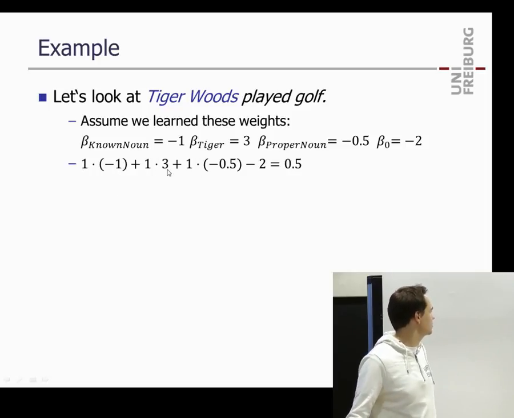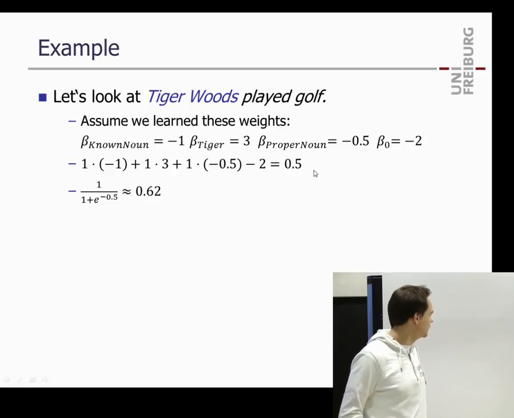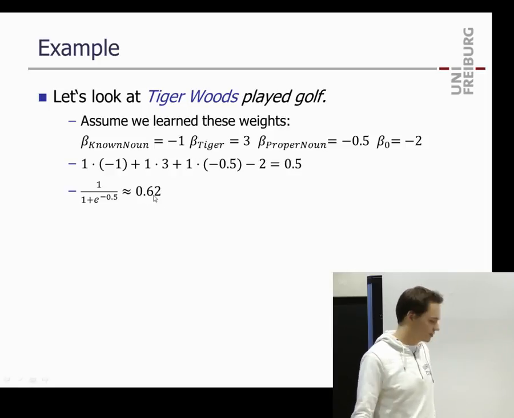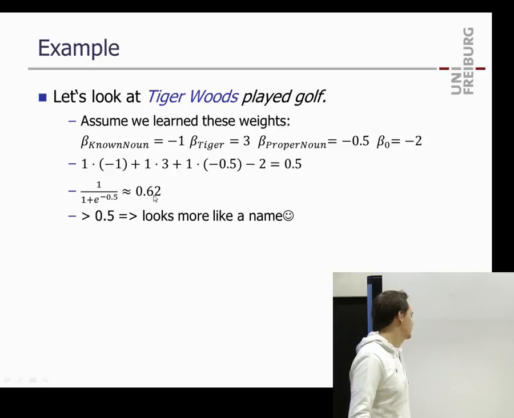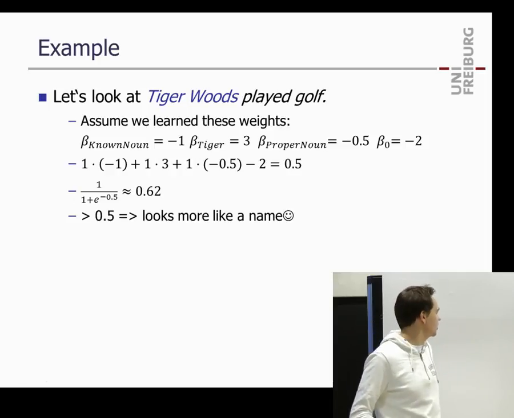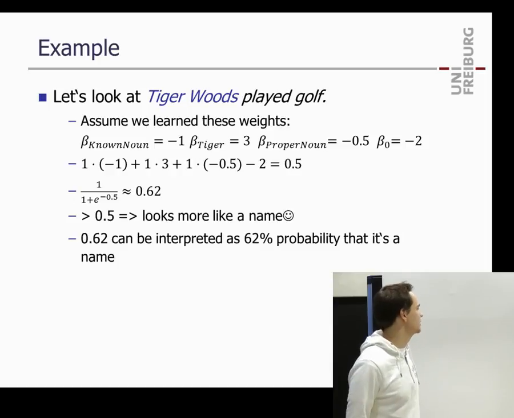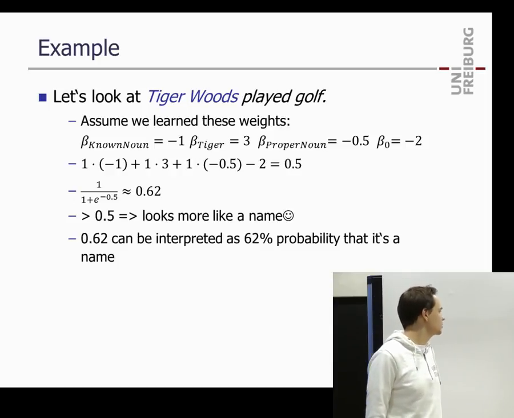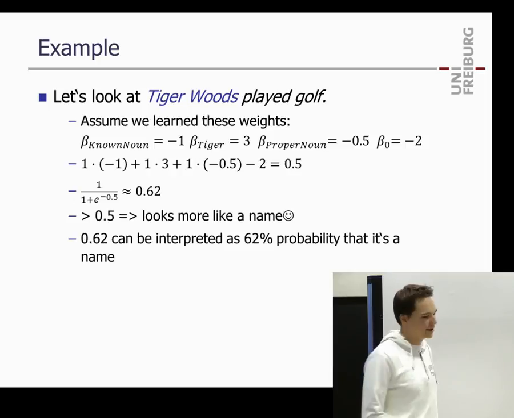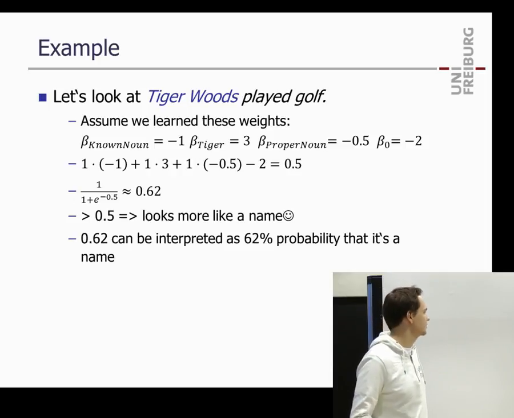So you have 1 times -1, 1 times 3, 1 times -0.5, and you subtract this bias term, which here means probably most of the words are not persons. And then you get 0.5 at the end. And if you plug it into this logistic function, you get 0.62. Now you can interpret: okay, it looks more like a name because it's above 0.5. You can interpret this as a 62% probability that it's a name. So it's not very confident, but it's more likely to be a name according to these values.